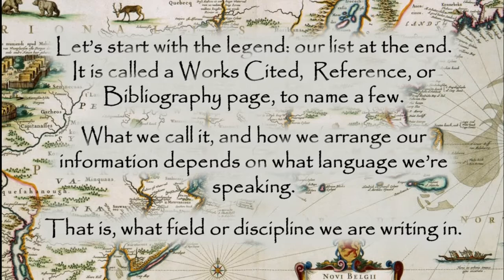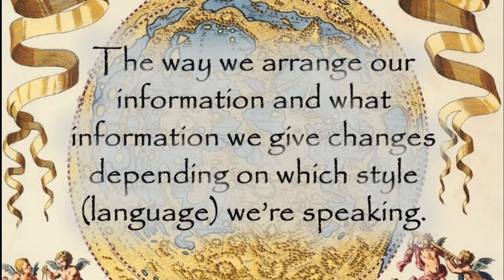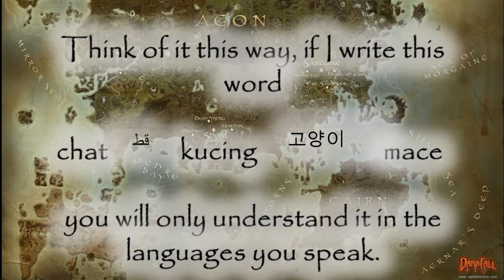What we call it and how we arrange our information depends on what language we're speaking. That is, what field or discipline are we writing in? Now, the way we arrange our information and what information we give changes depending on which language or style we're speaking. Take this word, for example, if I write it, and you'll have to look at it here. This is all the same word in different languages. You will only know what that word is if you speak or read one of those languages.